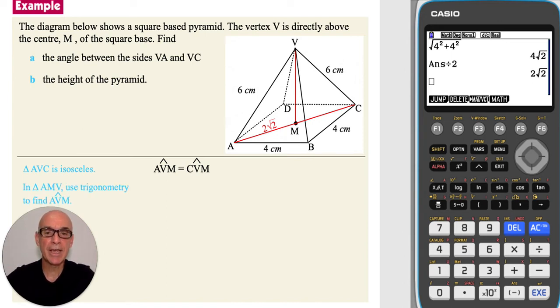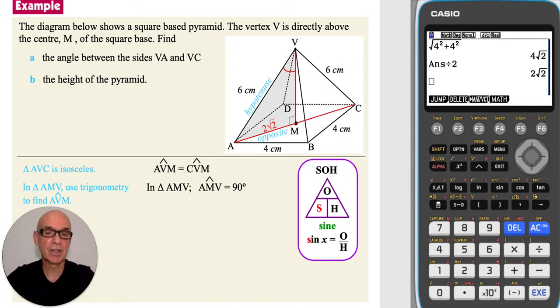In triangle AMV, which is right-angled at angle M, we can use trigonometry to find angle AVM. Identifying 6 centimeters as the hypotenuse of the triangle and 2 root 2 as the opposite to angle AVM. Referring to the triangles, sine is opposite over hypotenuse. Writing sine of angle AVM is equal to 2 root 2 over 6, and then using inverse sine.